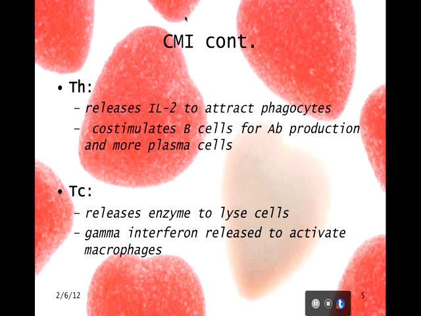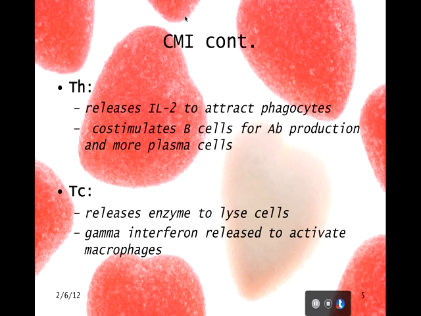The Th cells release IL-2 not only to act as a co-stimulator to the cytotoxic T cells, but the IL-2 also attracts phagocytes to the area. It will trigger the B cells to do antibody production and to produce more plasma cells.